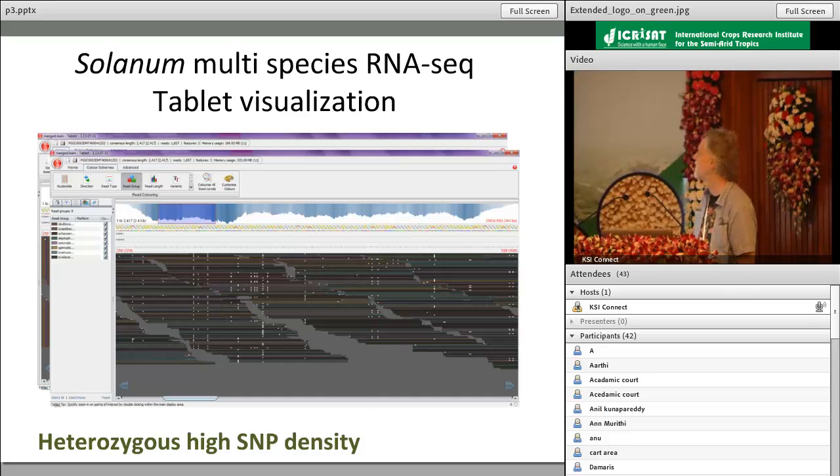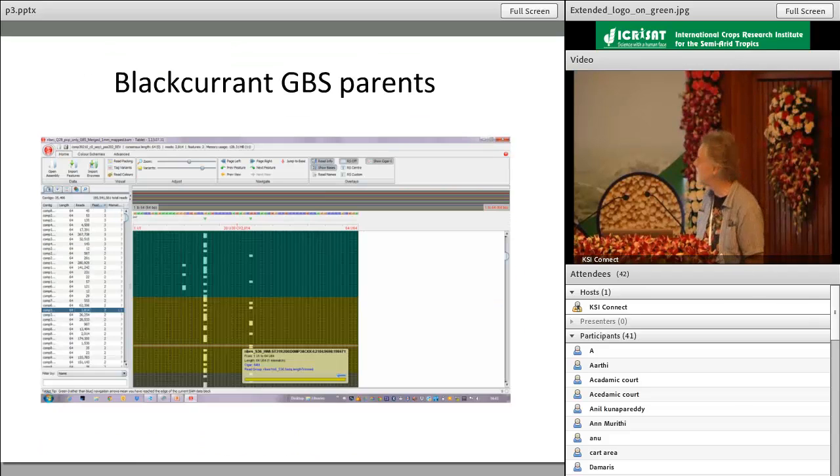The number of people working on blackcurrant genomics around the world, I think at the last count, is 2. And you can do a lot without a reference genome. So this is some data we were working with in a genotyping by sequencing study.